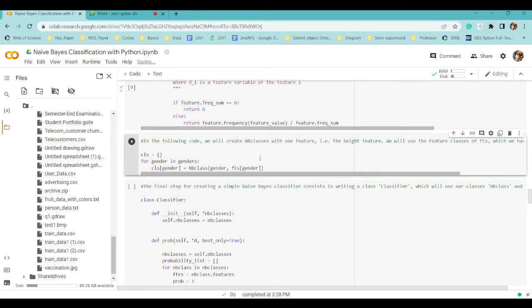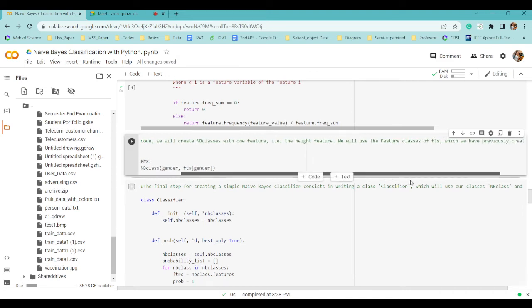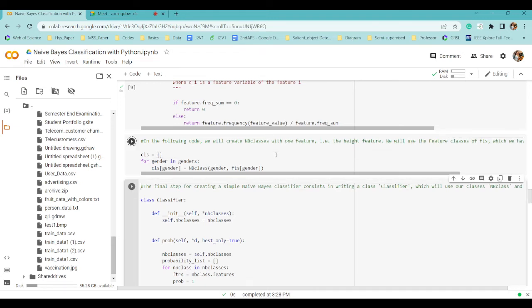Now in the following code, we will create an NB class with one feature. We are just taking the height feature, because that is what we are working on, right? So we'll use the feature class of FTs. FT is what we have calculated just now above, right? So that is what we will take. In gender, we have already created the NB class. We are taking gender, so which gender it will belong to, and FTS is the height for it.